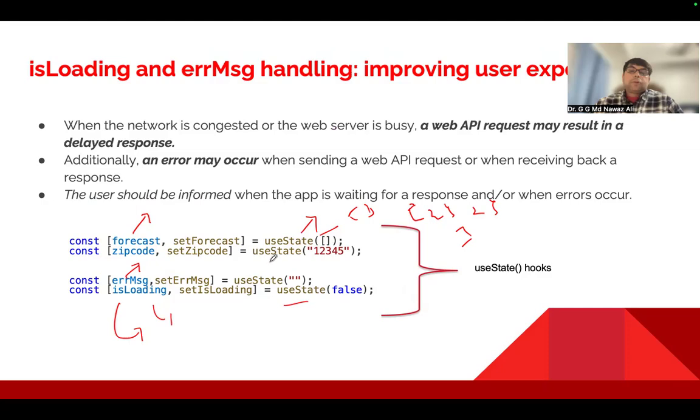And then zipCode: we'll give a default zip code so that at least we can see some weather information. And you can also update the zip code using the setZipCode method. Okay, so we'll see all of this in our coding demo in the next video.